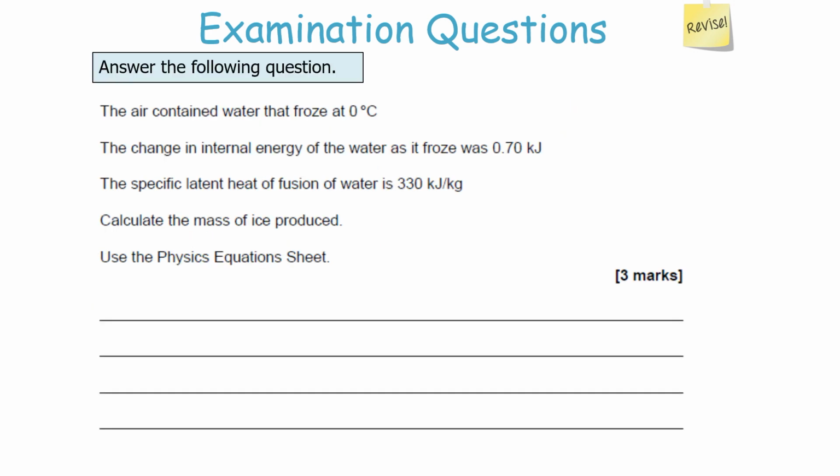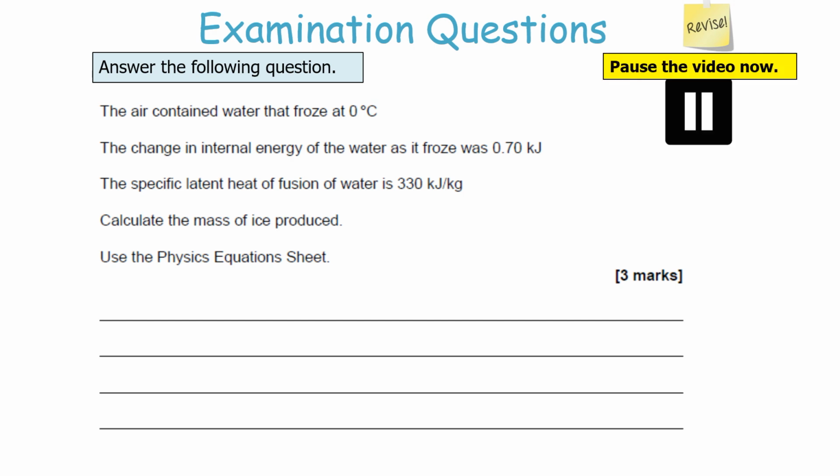Right, our next question says, the air contained water that froze at 0 degrees Celsius. The change in internal energy of the water as it froze was 0.70 kilojoules. Calculate the mass of ice produced. So pause the video now, then unpause the video when you want to go through your answer.